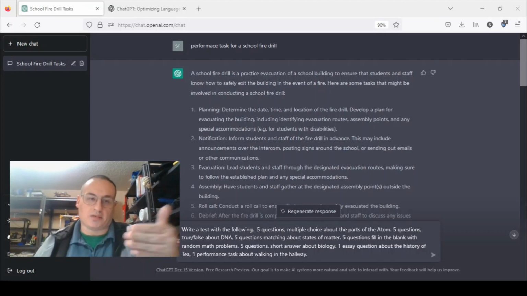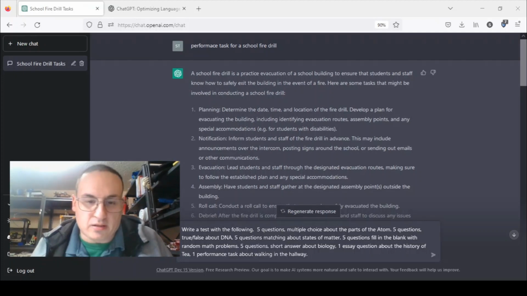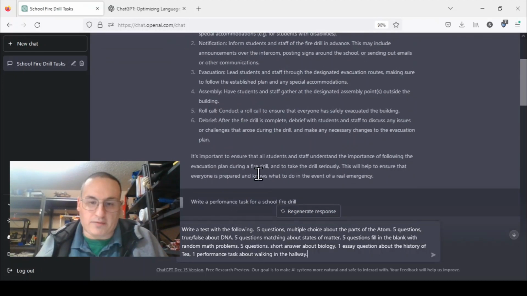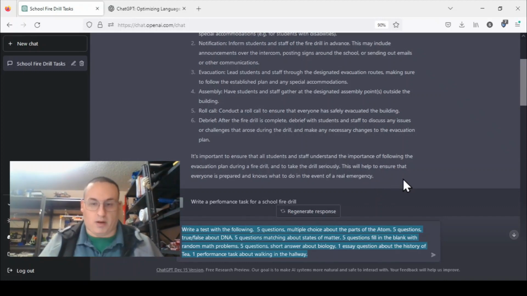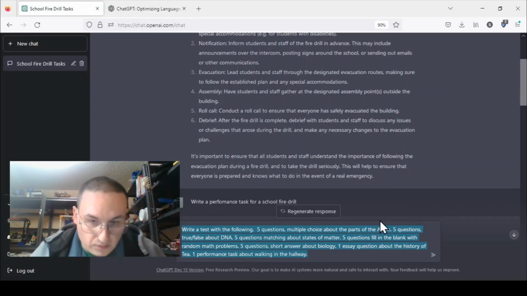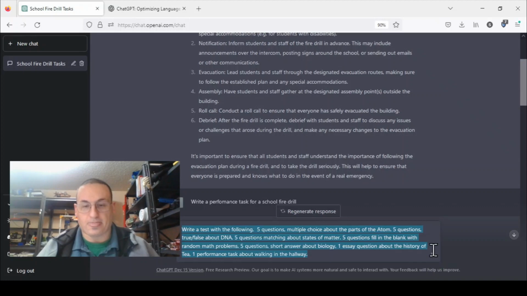So I've gone through all the test formats that it has available, and it says that you could combine them all. So I'm going to give it probably the ultimate right here, where I have tests with the following: 5 questions multiple choice about the parts of the atom, 5 true false about DNA, 5 questions matching about states of matter, 5 questions fill in the blank with random math problems, 5 questions short answer about biology, 1 essay about the history of tea, and 1 performance task about walking in the hallway.